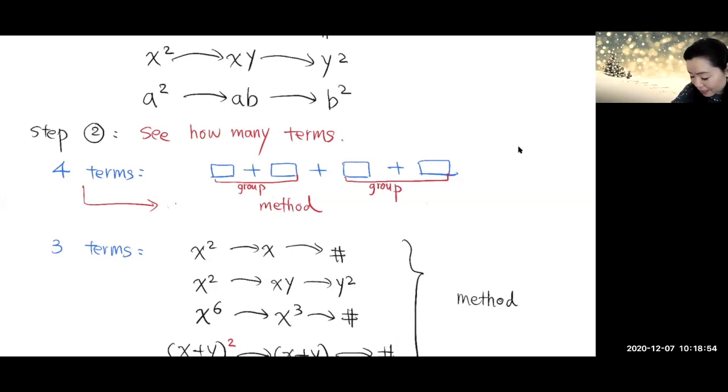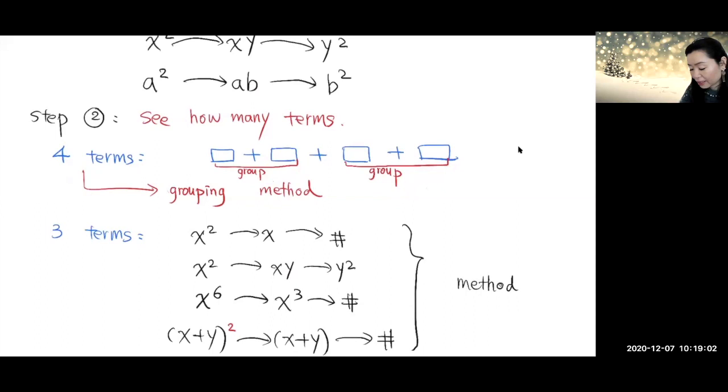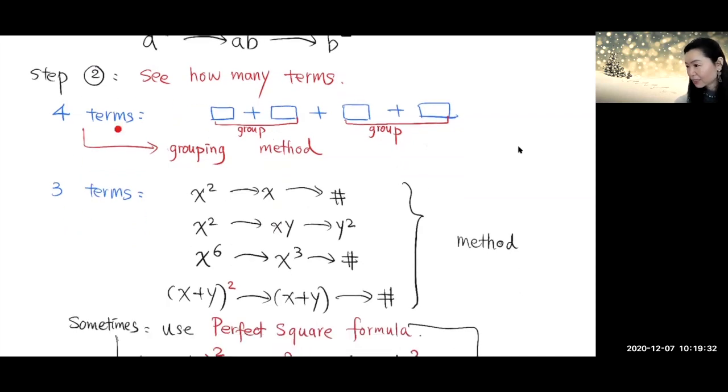So you have 4 terms, and we'll try the grouping method. Later we'll do one example to refresh your memory on the grouping method. Group the first 2, group the last 2, take out a common factor from the first group, take out a common factor from the second group, and if you see the same expression in these 2, then we take out that common factor and put it either in front or at the end. So that was 4 terms: think about the grouping method.